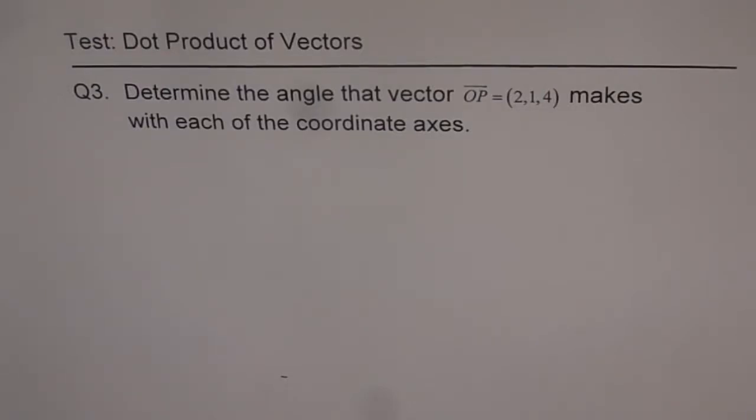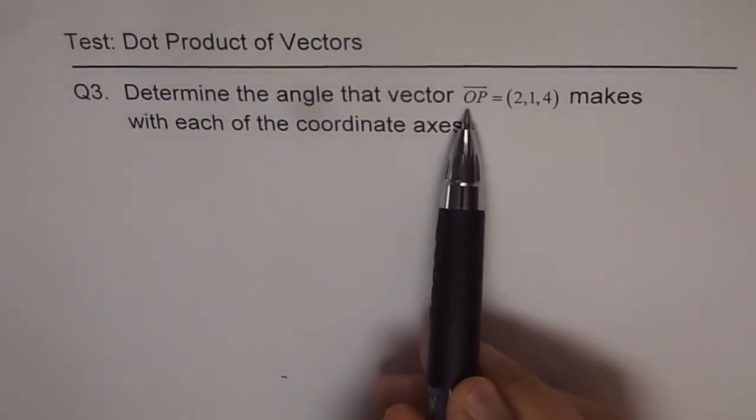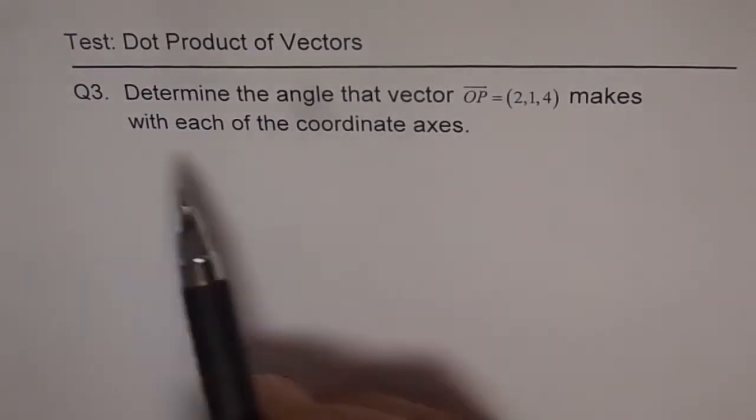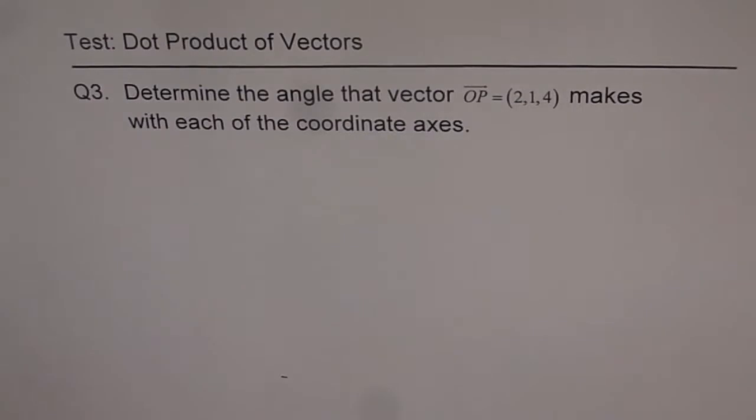Here is question number 3 for you to practice. It is a test on dot products. Determine the angle that vector OP (2, 1, 4) makes with each of the coordinate axes. So copy the question, pause the video, do the solution, and then restart to check my suggestion.